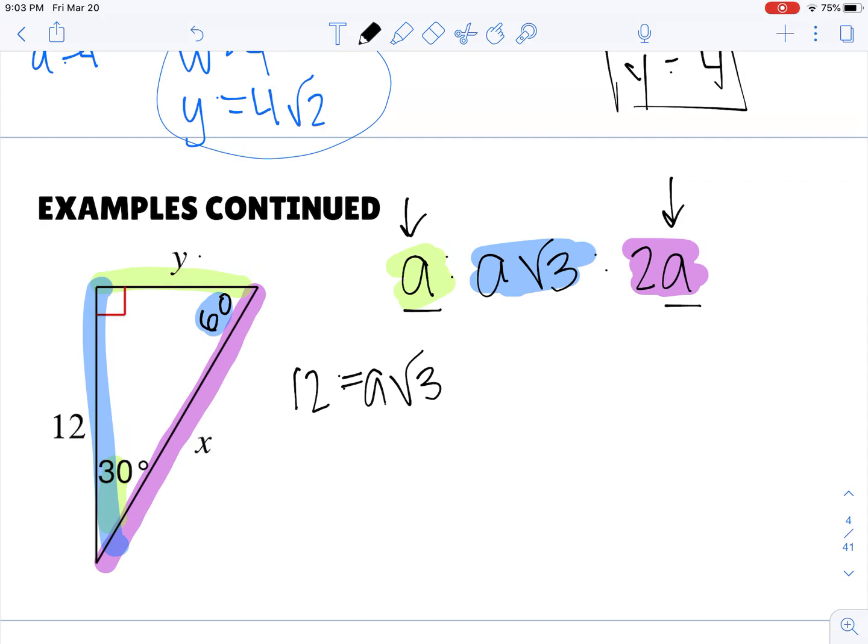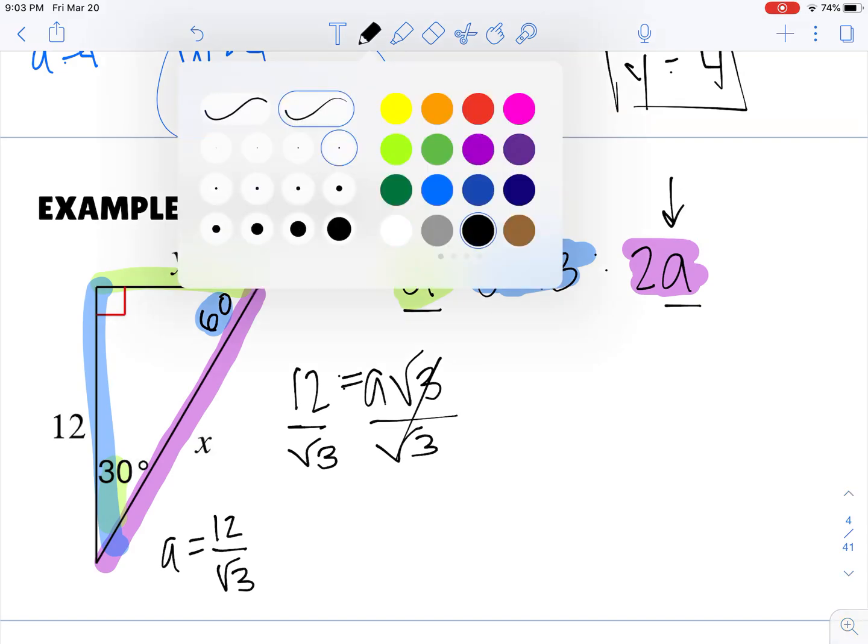So we have 12 equals a times the square root of 3. You're going to want to divide each side by the square root of 3, because you want to get a by itself. Those would cancel. So I'm left with a equals 12 over the square root of 3. My equal signs are not coming out. That's okay. We do not leave our answers like this.